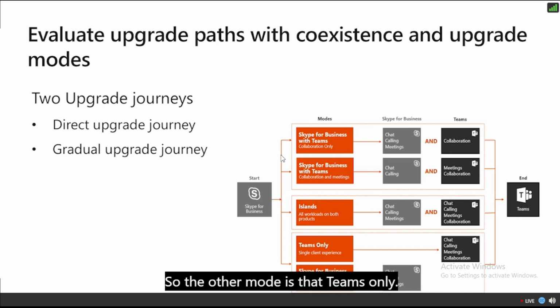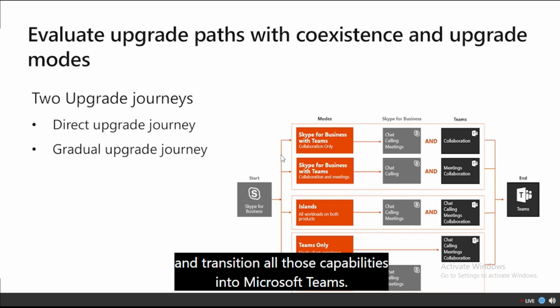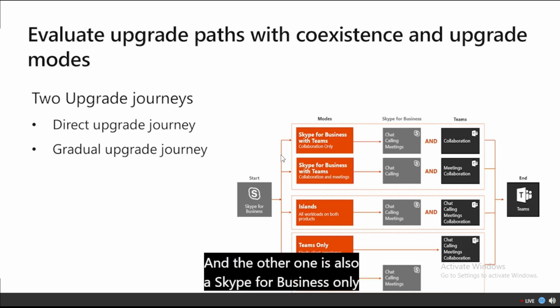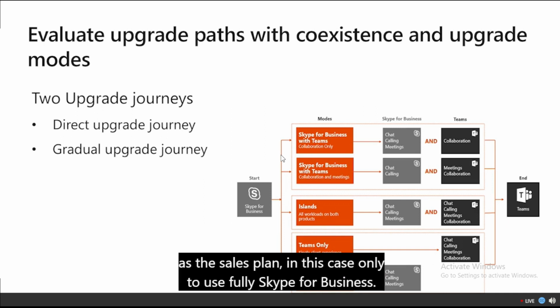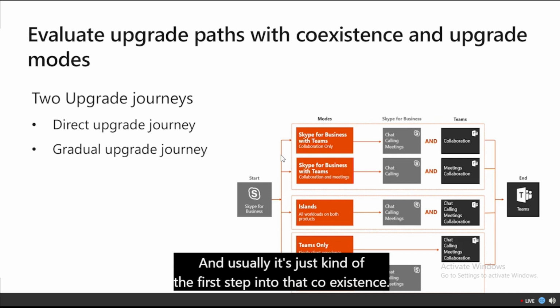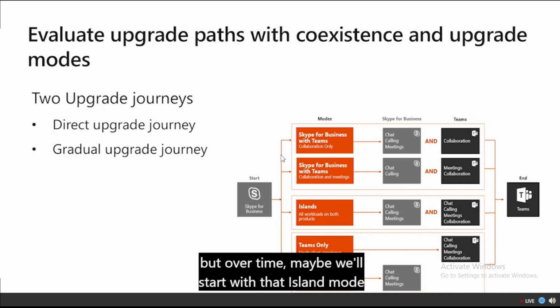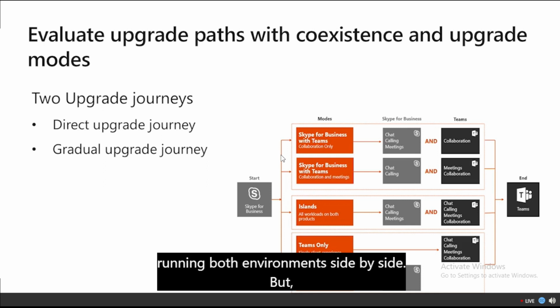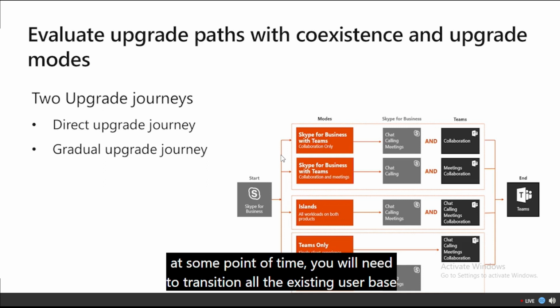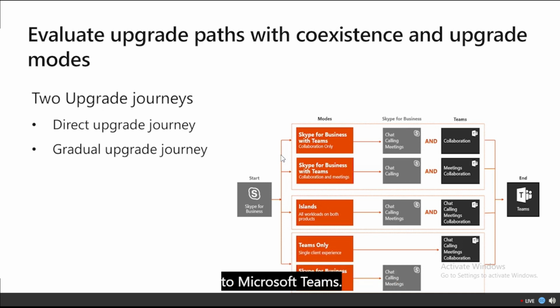The other mode is Teams only. In Teams only, basically you will use only Teams, and at that point in time, you will uninstall and transition all those capabilities into Microsoft Teams. And the other one is Skype for Business only. As the name is self-explanatory, in this case you only use Skype for Business fully, and usually it's just the first step into that coexistence. Keep in mind, we'll see approaches that you can take, but over time, maybe you'll start with that island mode, running both environments side by side, but at some point in time, you will need to transition all the existing user base to Microsoft Teams.